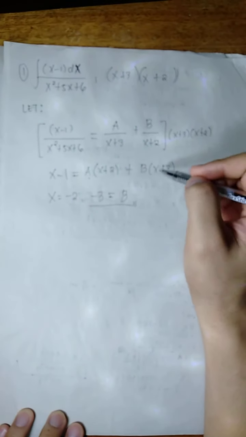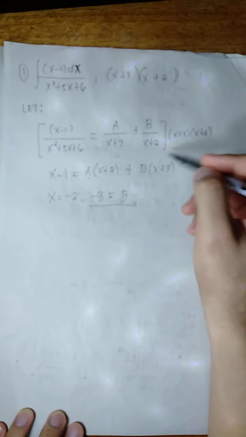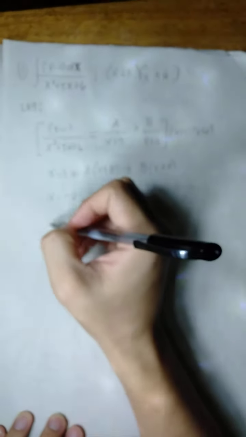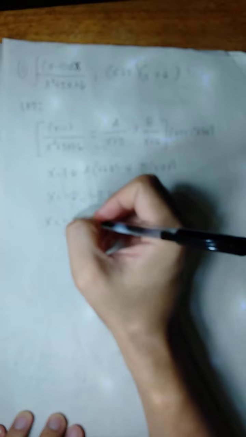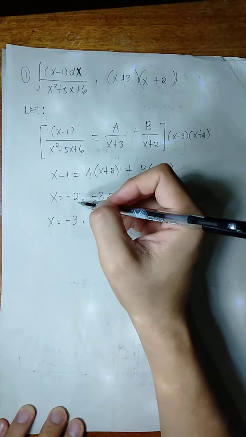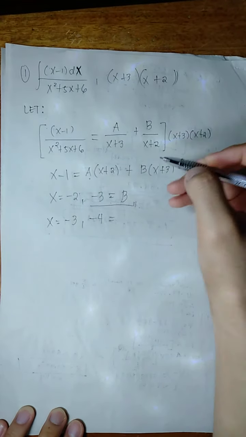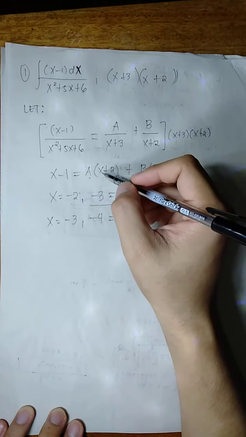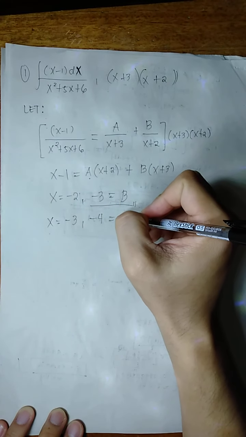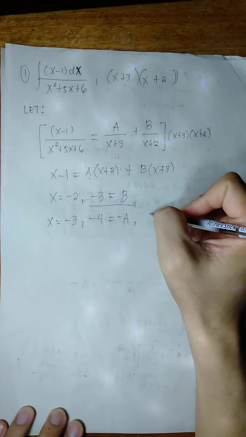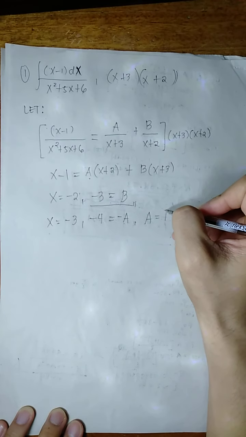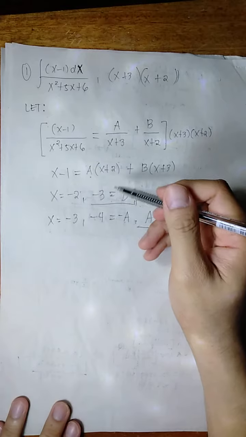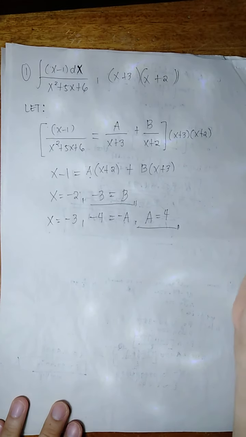Next, how will you eliminate B? You make its factor 0. Let x equal negative 3. Substitute negative 3: negative 3 minus 1 is negative 4, equals negative 3 plus 3, that's 0, times B, so 0 also. Then negative 3 plus 2 is negative 1, times A, so negative A. So A equals negative 4 divided by negative 1, which is positive 4. Our constants are A equals 4 and B equals negative 3.